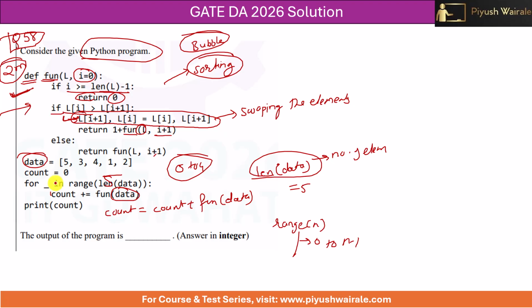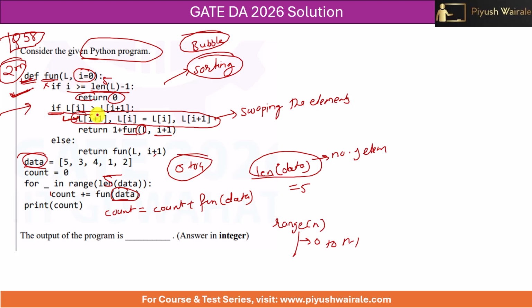Okay, first for loop. Count plus equals fun of data. So data is basically this one. Now we have to call this particular function. My list is basically data, now i equals 0. If i is greater than or equal to length of L minus 1. What is length here? 5. Right? 5 minus 1, that is basically 4, we have to return 0. But that's not true. i is equal to 0 basically.